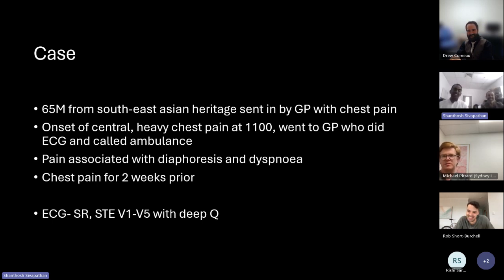I'm not sure. Anyways, a 65-year-old male of Southeast Asian heritage, sent by his GP with chest pain, onset of central chest heaviness at 11. He went to the GP who did an ECG and then called the ambulance. Pain was associated with diaphoresis and dyspnea. He initially had pain 2 weeks prior, but didn't do anything about it. On presentation, he had ST elevation in V1 to V5 with deep Q waves.